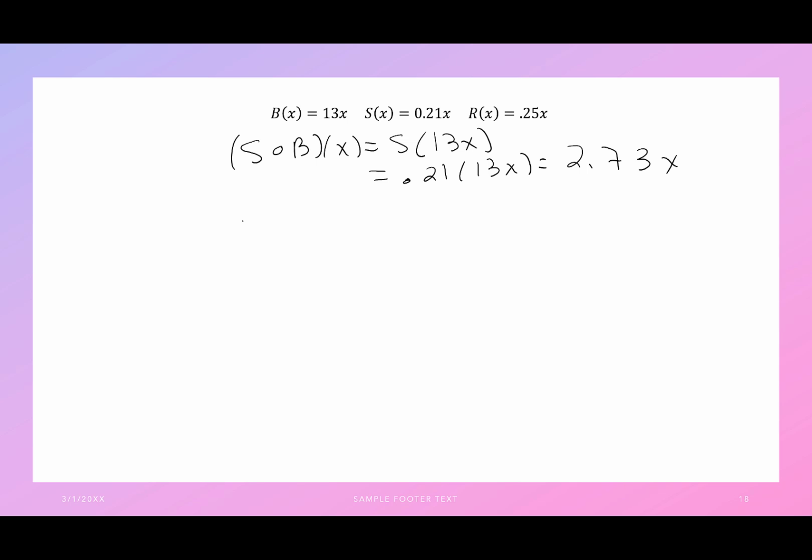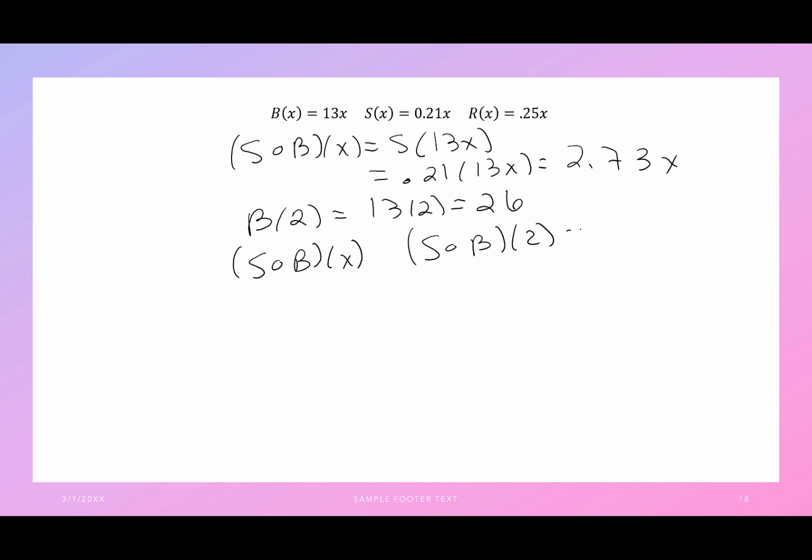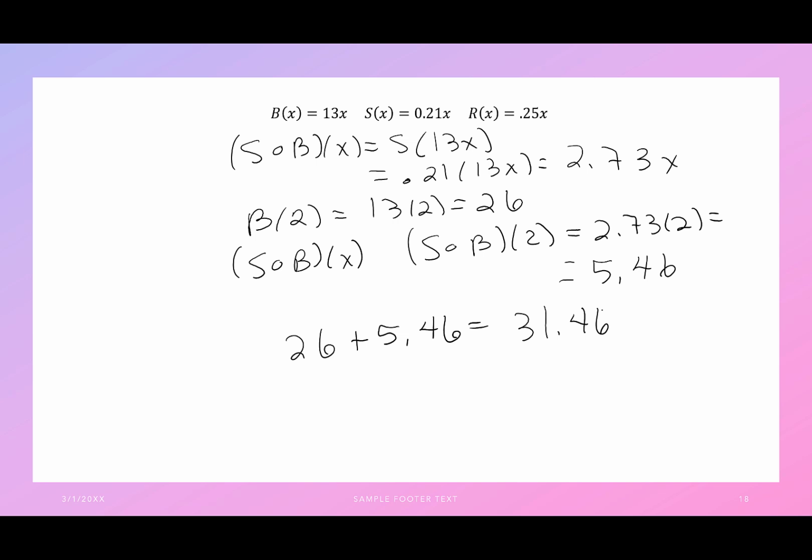So say you come in and you buy 2 beers. So B of 2 would be 13 times 2, which is 26. But then you have the service fee, S of B of x, which in this particular case is S of B of 2, is 2.73 times 2, which is 5.46. So when you're looking at it, it means these 2 beers altogether are $26 plus $5.46, which is $31.46, which seems like a lot of money just to buy 2 beers, right? It's a kind of surprise fee that you don't know when you walk up that you're paying the $5.46.